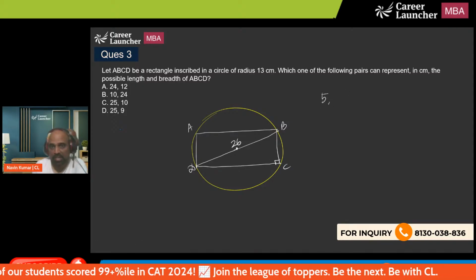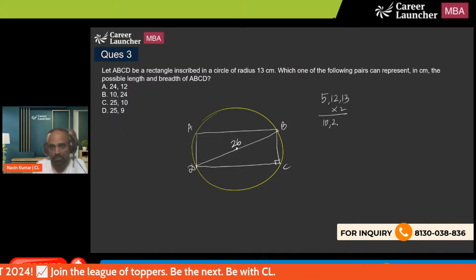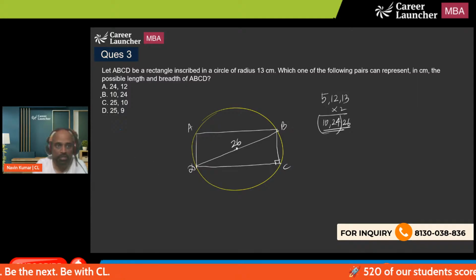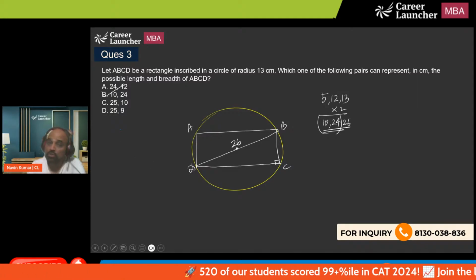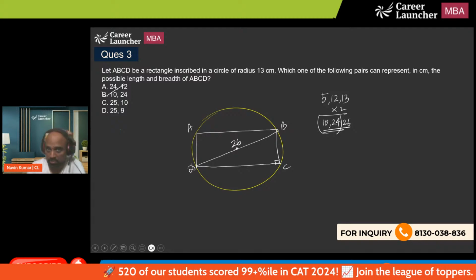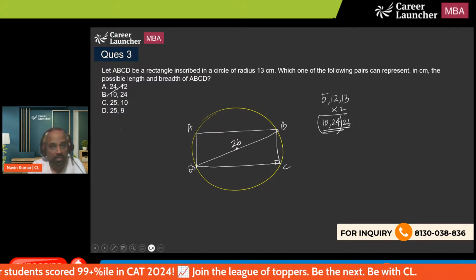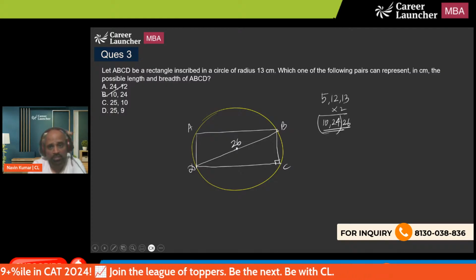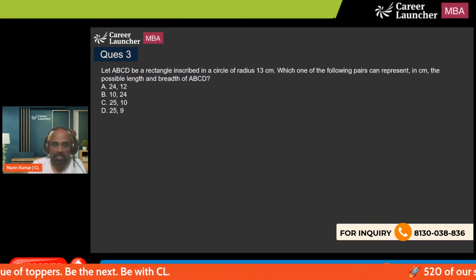Well, the triplet we have is that of 5, 12, 13. If I double everything, we will have 10, 24, and 26. So 10, 24 is what we should have. Or we can use the options and find out which number square plus the other number square is equal to 26 square. That will also give us the answer. Right? So pretty easy, but this question has come in CAT before.